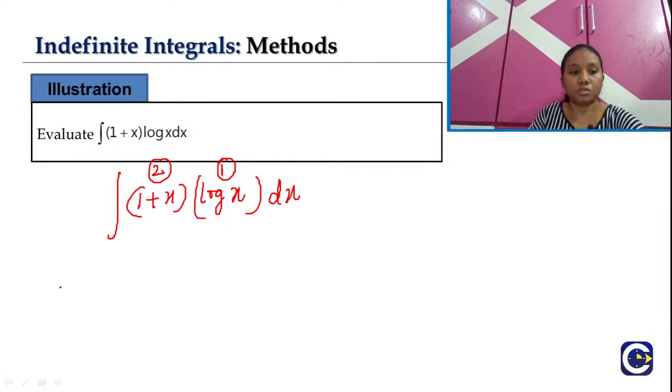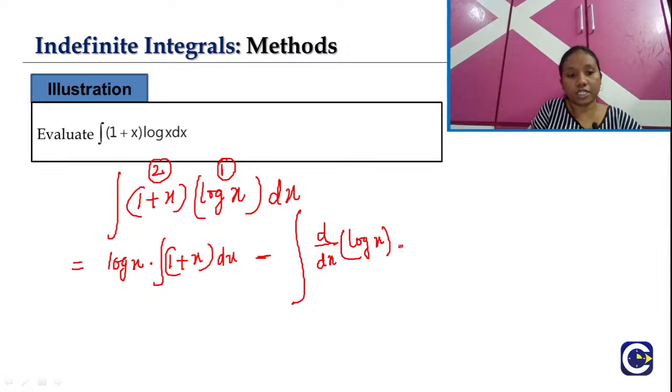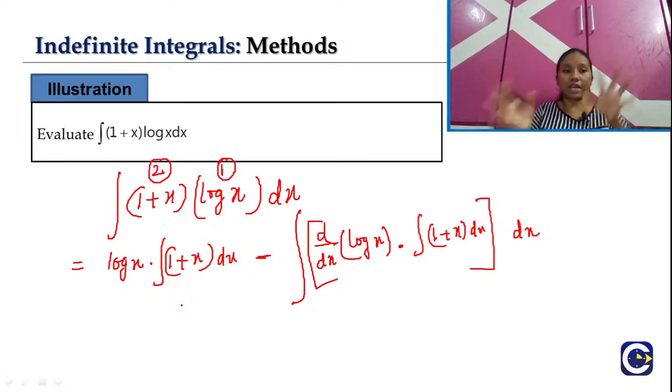So I'll just help you. So here, what is my first function? That is log x, and what is my second function? That is 1 plus x. So I'll write down my UV rule of integration first. That is first function log x into integration of second function, that is integration of 1 plus x dx. So the whole minus integration of differentiation of first function. So what is differentiation of first function? That is differentiation of log x, into integration of second function, that is integration of 1 plus x dx, and the whole again with dx. Right. So this is our expansion of UV rule.